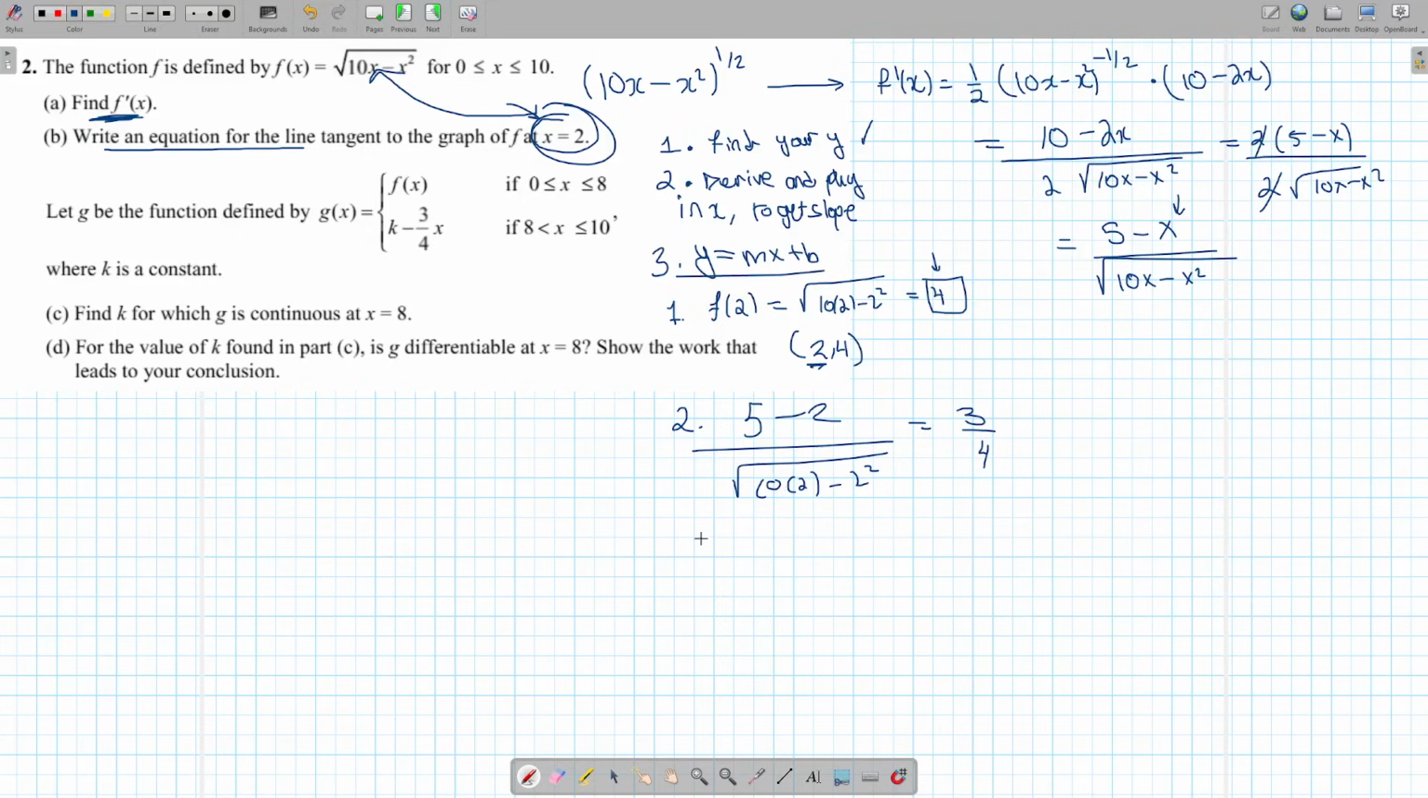Step 3 is just to do y equals mx plus b. So y is equal to mx plus b. Our y is 4. Our slope m is 3 over 4. Our x is 2 plus b. You're going to get b is equal to 5 over 2. Now, knowing that b is equal to 5 over 2, we can write our equation as y equals 3 over 4x plus 5 over 2, because we have our m and we have our b now.